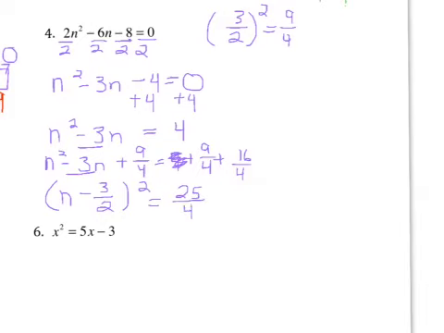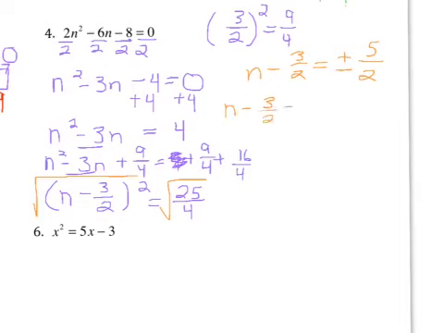And now we're ready to take the square root of both sides so we can get n by itself. And here we lucked out because we could take the square root of 25 and 4. So we get n minus 3 halves equals plus or minus. The square root of 25 is 5 and the square root of 4 is 2. So plus or minus 5 over 2. Then we need to break it into two equations. n minus 3 halves equals positive 5 over 2. And n minus 3 halves equals negative 5 over 2.